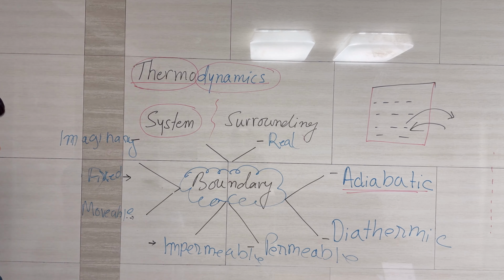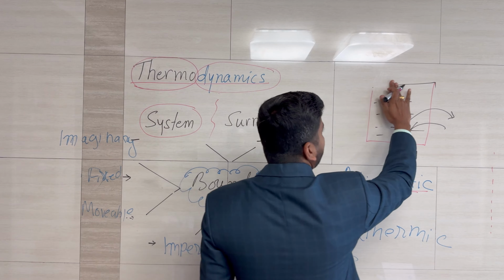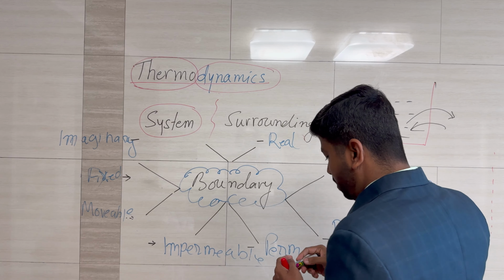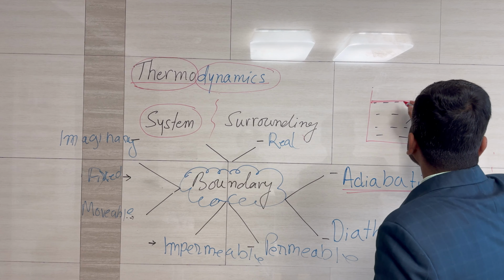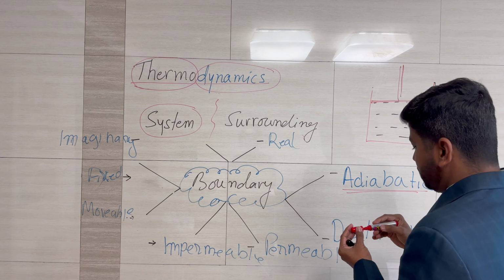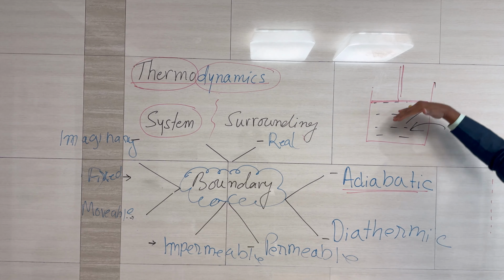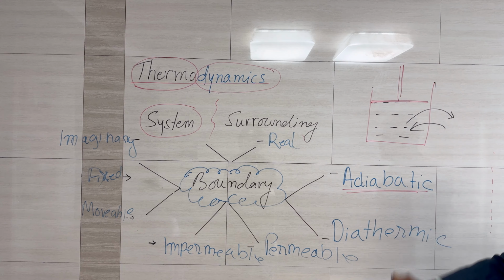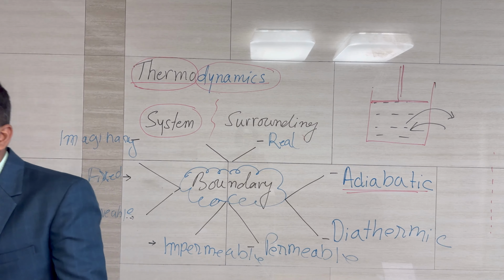Next, if I am talking about fixed and movable, you can see this boundary is a fixed boundary, and sometimes I bring one piston, suppose it is a piston, and this piston can move up and down. If it is moving up and down, this is what? A movable boundary. And the boundary may be real or the boundary may be imaginary.